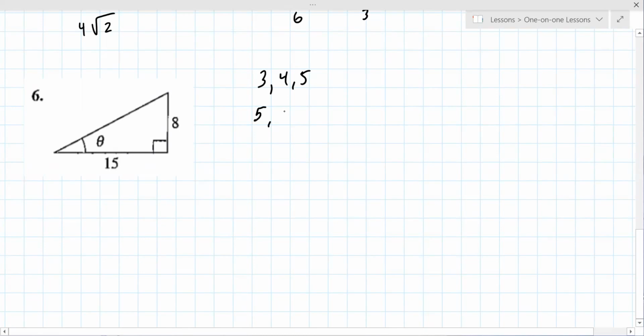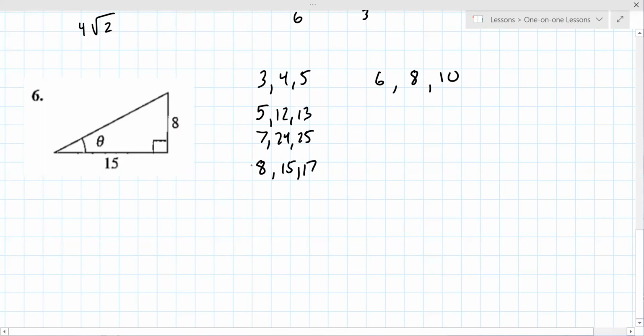Lose my mind here. 5... No. Wow, a total loss of... 6, 8, 10. Does that work? That's a multiple of this, 5, 12, 13. And then there's sort of debate about which one comes next. 8, 15, 17 is one, but 7 works with, see, 7, 24, and 25.